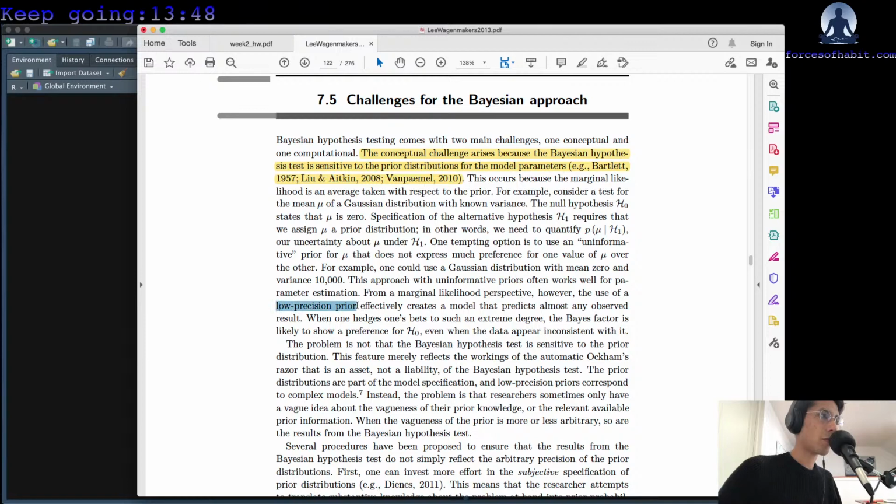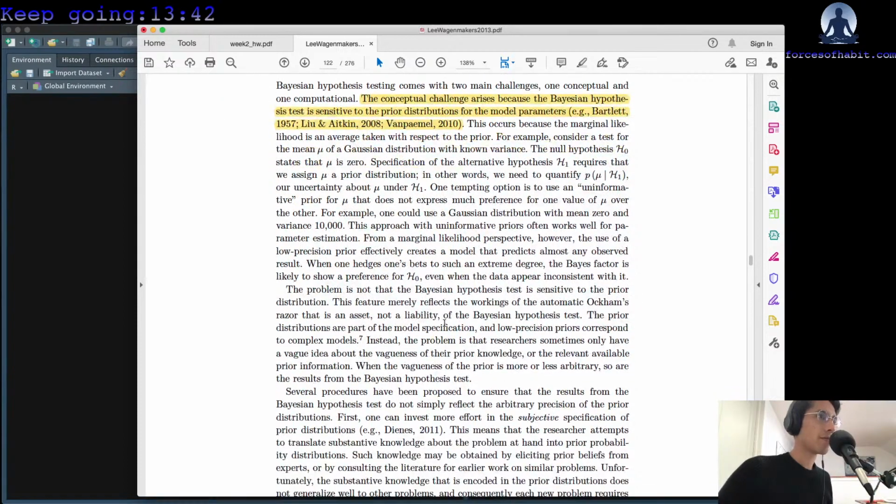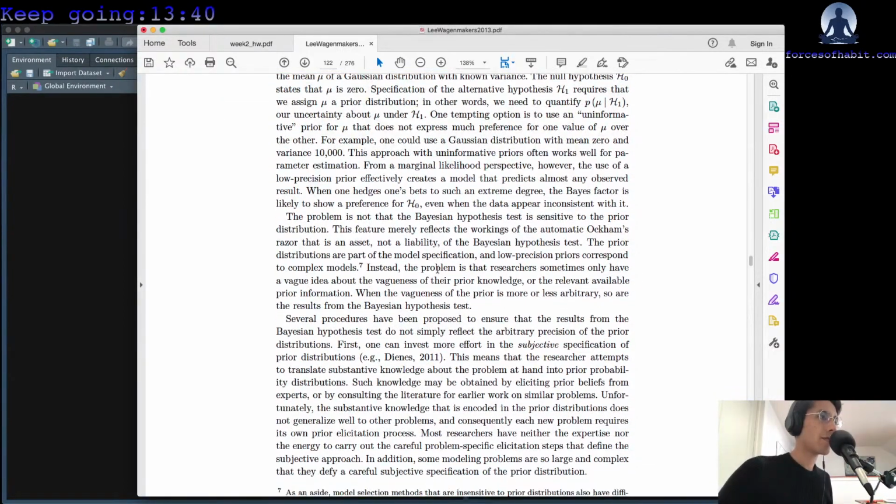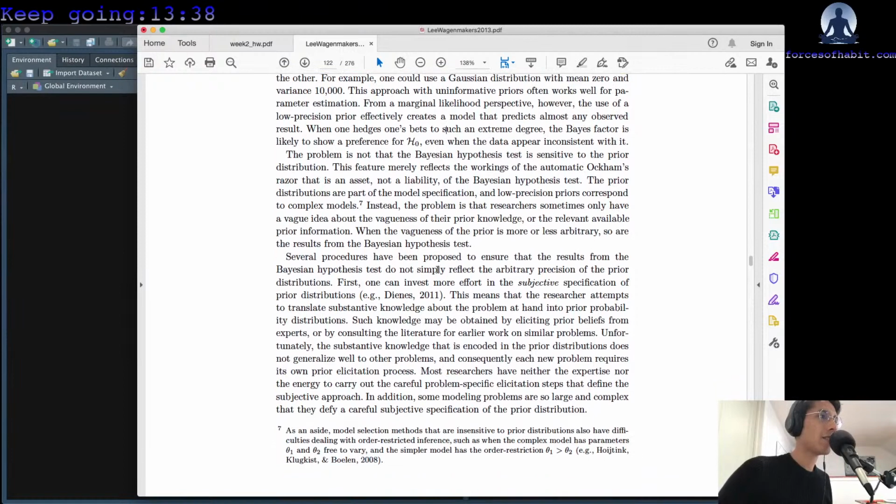Low precision creates models that predict any observed results. And what kind of prediction is that? Well, Zoltan's paper or Zoltan's book.